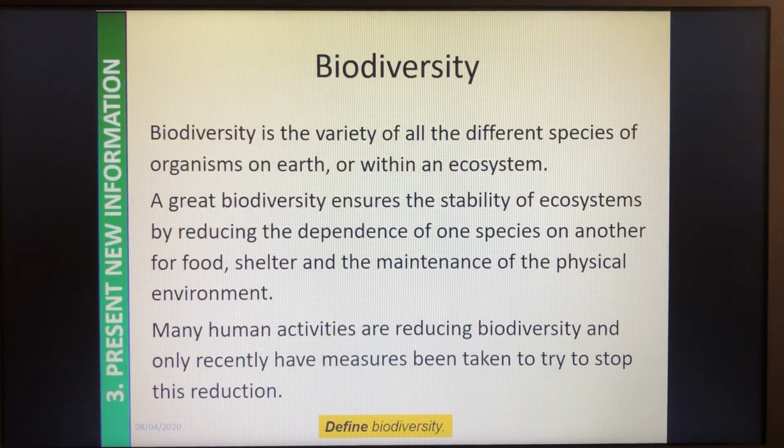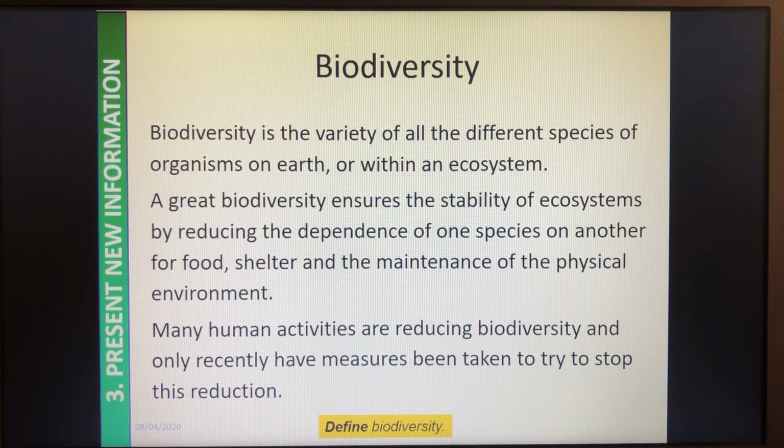So like I just said, I would take from this slide whatever notes you feel you need to. Biodiversity is the variety of all the different species of organisms on Earth or within an ecosystem within a particular area. So that is definitely worth writing down.